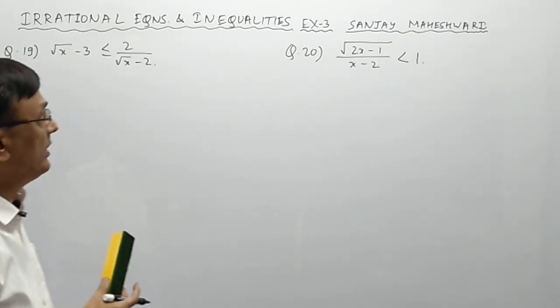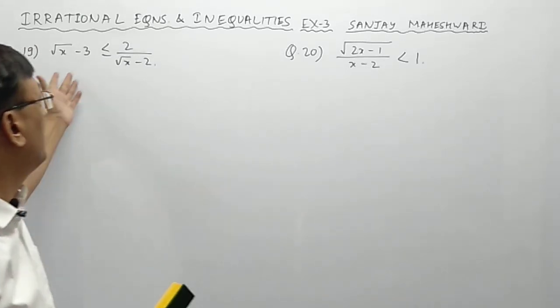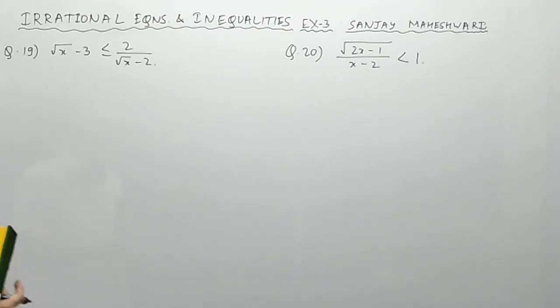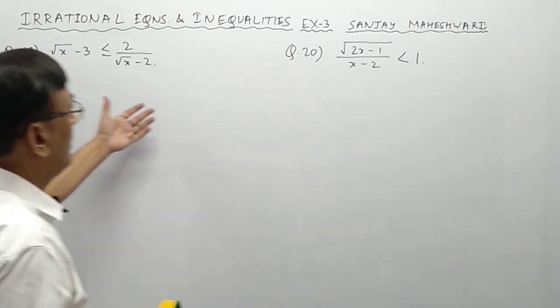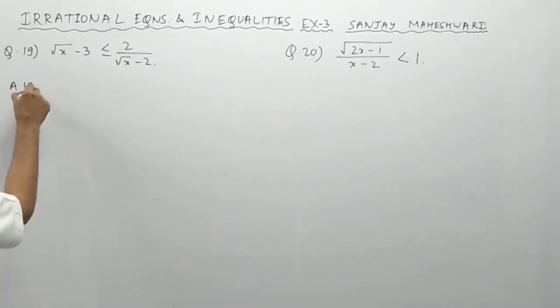Today in our session we will be discussing question number 19 and question number 20 of irrational equations and inequality. This is from chapter 3, exercise 3 only. Let us start with question number 19.